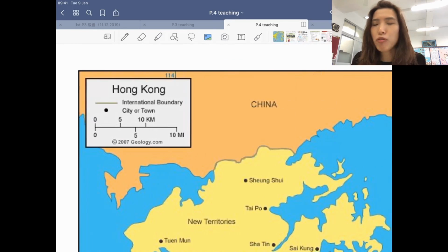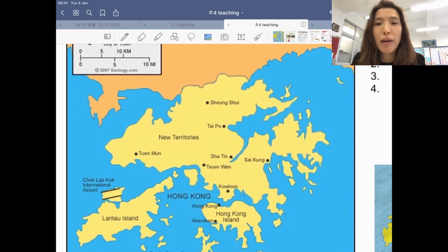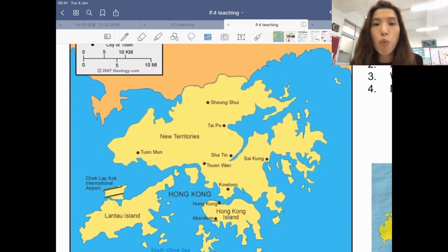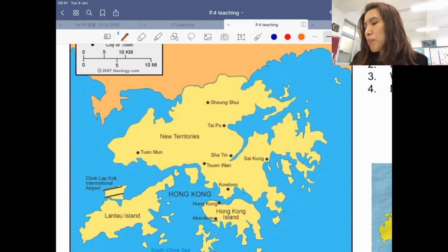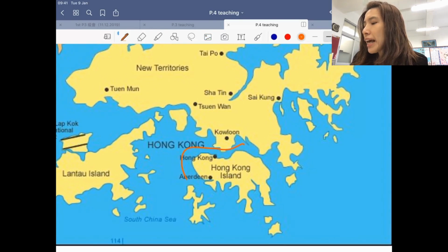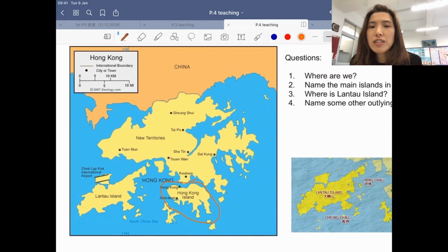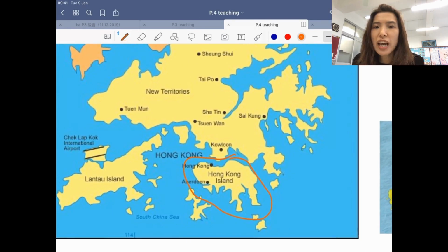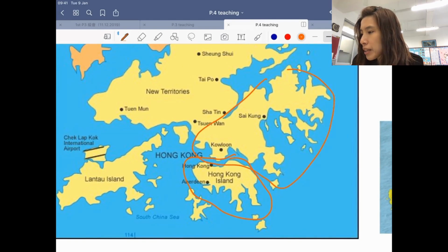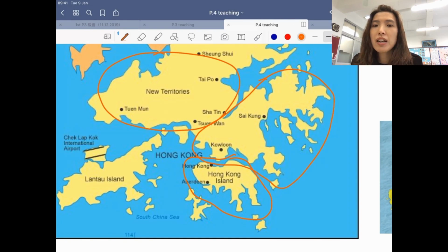Let's look at the map of Hong Kong. So this is the map of Hong Kong. Do you know where we are? If we are at school, we should be on Hong Kong Island. We should be here. And do you know how many main islands there are in Hong Kong? I think you have learned it in GS as well. So we've got Hong Kong Island, Kowloon Peninsula, and the New Territories. These are the main islands.